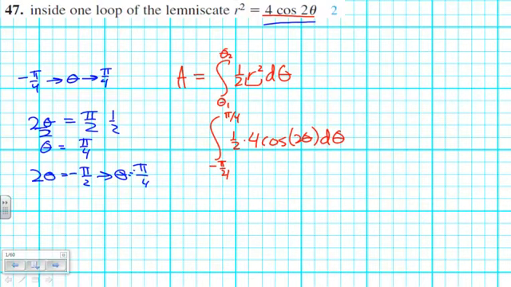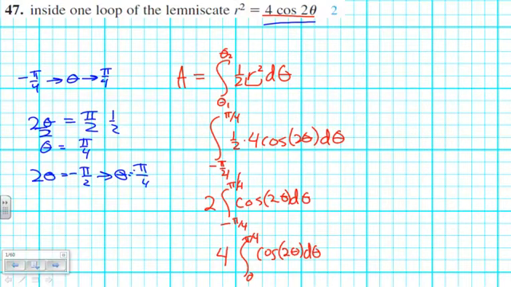So pull the constant out, and I've got the integral of cosine 2 theta d theta from negative pi over 4 to pi over 4. I'm going to rewrite this one more time. Are you ready? 4 times the integral from 0 to pi over 4 of cosine 2 theta. Why 4? Because it's symmetric. Why do the whole thing? Why don't we do half of it and double it?